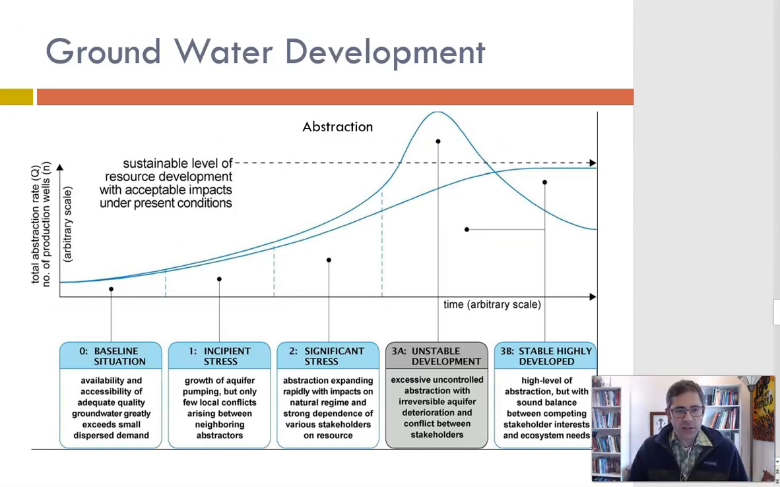Okay, so to show this graphically, this is the total number of wells or amount of water being pumped. And over time, you start going up and up and up. You start getting to some stress, either ecosystem stress or stress on the aquifer. What we want is to get to a level where we approach this sustainable level of development without getting into this unstable development area where we get conflict and irreversible damage being done.